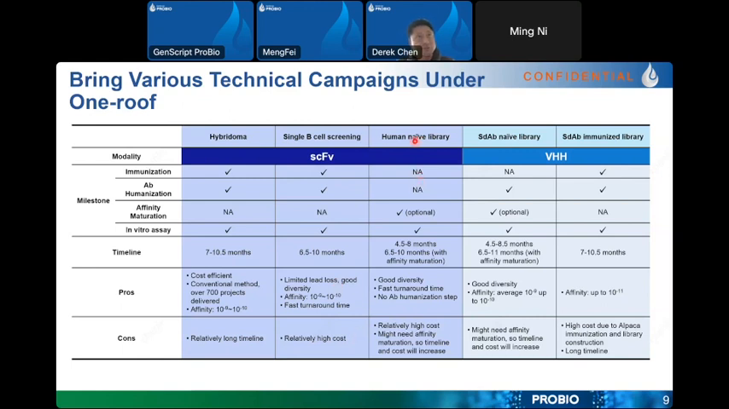Naive libraries, both the human and the VHH naive library, tend to give better diversity and a shorter timeline, but may need affinity maturation with extra costs and timeline. Immunized library is still the most popular strategy for VHH lead discovery in the CAR-T context.